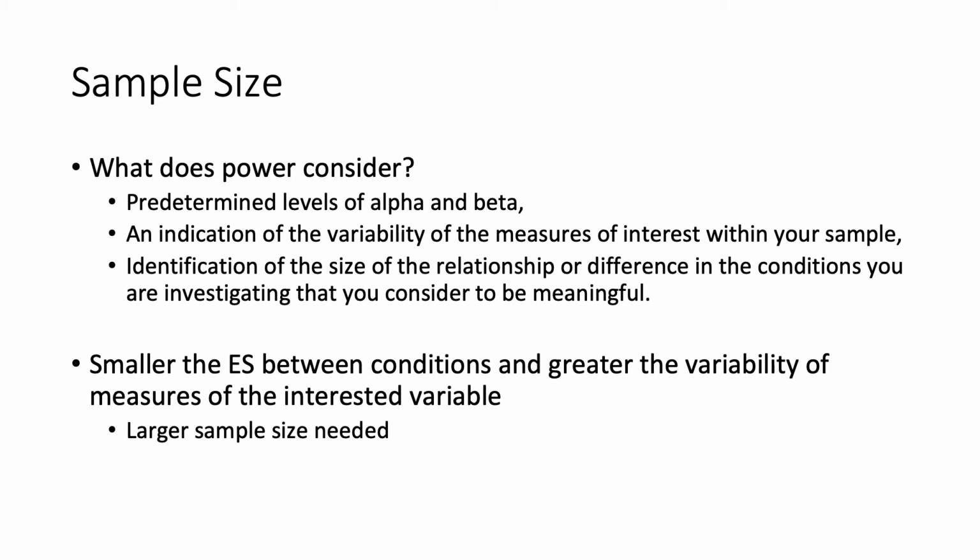The information you may need to include is your predetermined levels of alpha and beta, an indication of the variability of the measures of interest, and identification of the size of the relationship or difference in the conditions that you consider to be meaningful. In general, the smaller the effect size between conditions and the greater the variability of measures of the interested variable, the larger the sample size is needed.